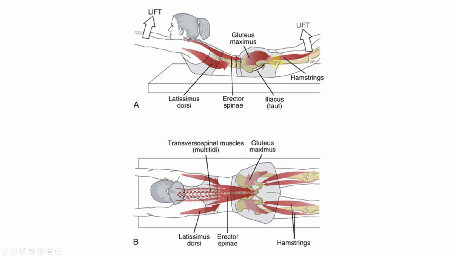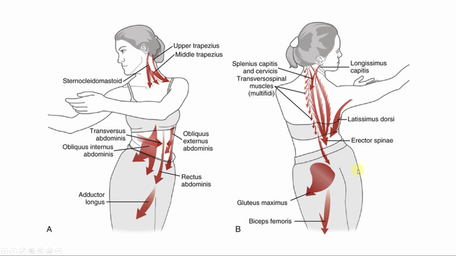If we look at extension, so we're looking at bilateral extension in a prone position, you're seeing trunk extensors, latissimus dorsi, glute max, hamstrings, hip extensors, thoracic extensors, and even shoulder flexors to stabilize this position.